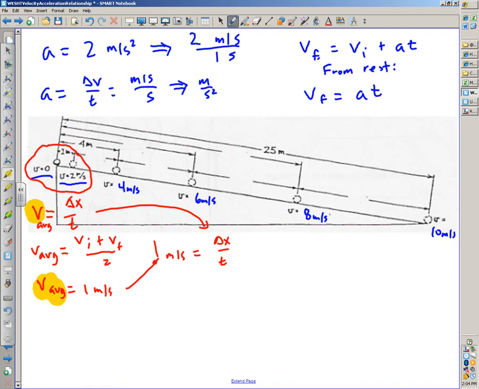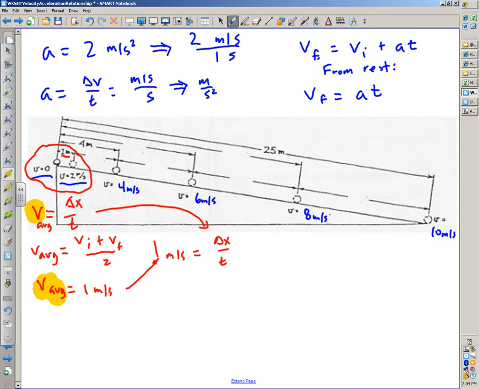Does that make sense? What did we say our average velocity was during this little interval? 1 meter per second. How much time went by during that interval? 1 second. So how far did this object go? 1 meter. Does that make sense? It did give us that. I just want to make sure you understand why.